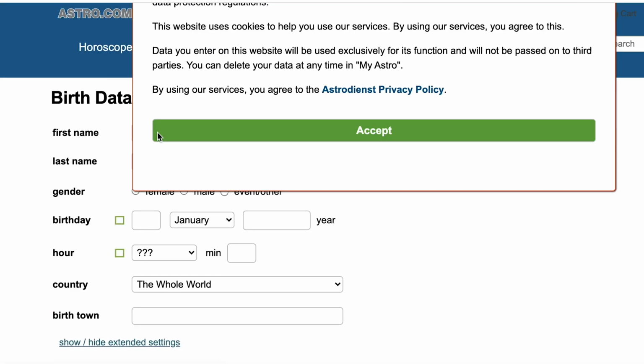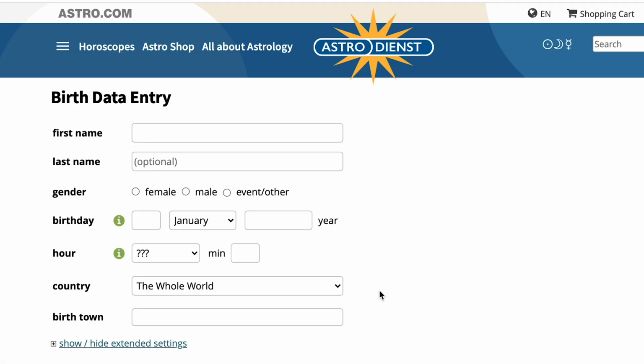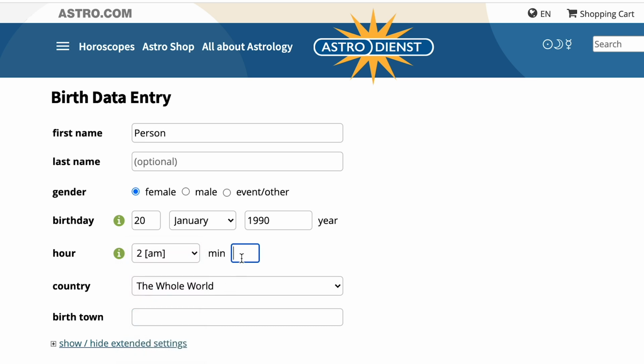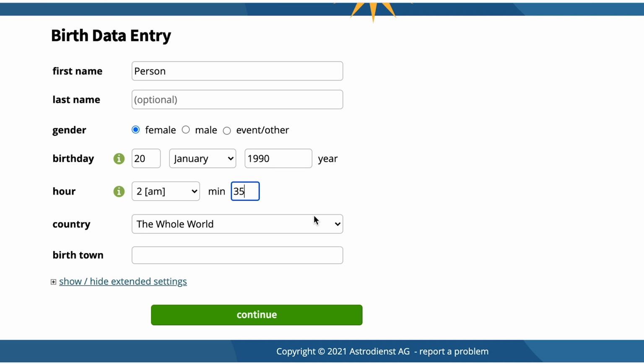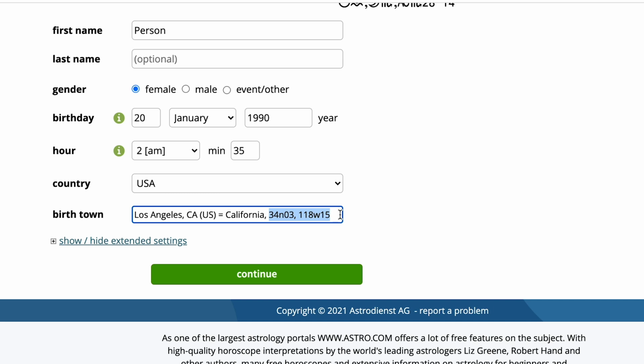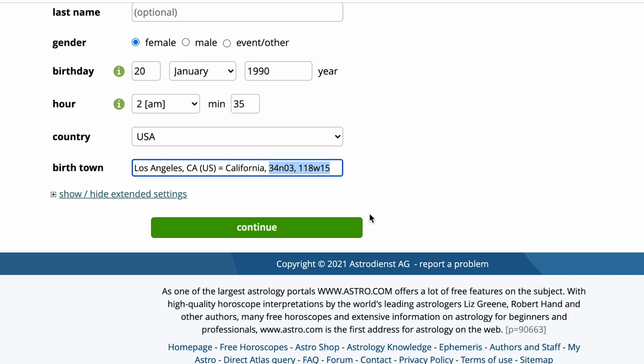Let's move to astro.com, sorry. Accept. And person. And let's let it be a female birthday. Let's do January 20th, 1990 at, let's do 2 a.m. and 35 minutes. Country, we'll do USA, and Los Angeles, California. You see how it immediately gave us the longitude and latitude, because the computer can do that, so it's really easy. You don't even have to know that, just give it the place.